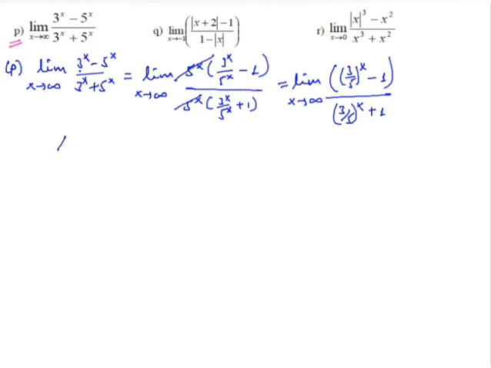Now it's obvious that the limit of (3 over 5) to the power of x as x approaches infinity is 0. The limit of this term will be 0 and this term will be 0. So the result will be minus 1 over 1. So the limit of the given expression becomes minus 1. The limit of this part is minus 1.